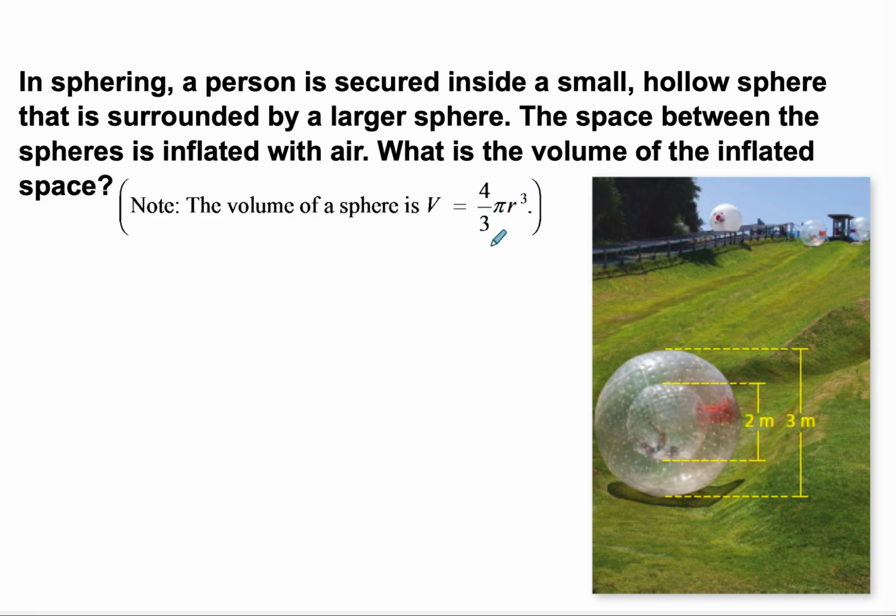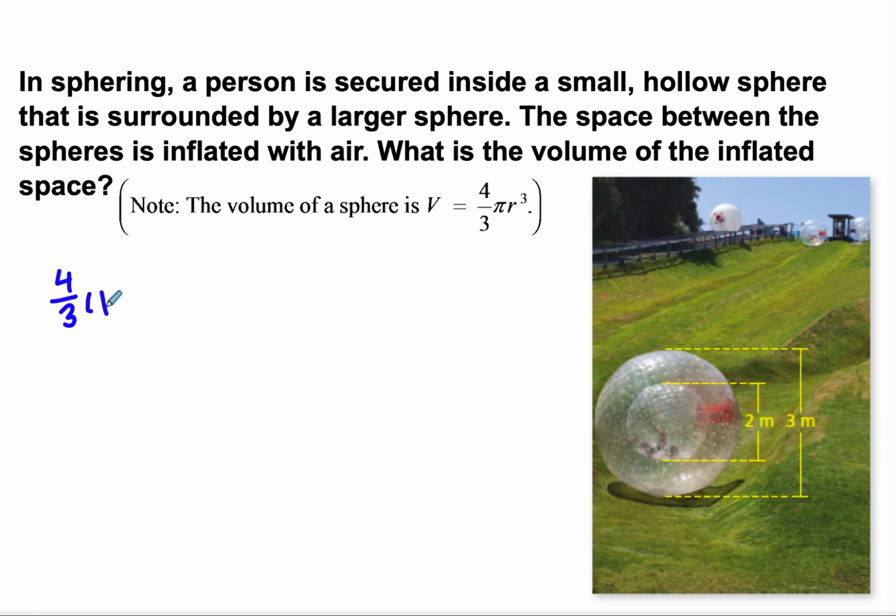Now, when we did anything with pi, we did use a calculator, so we'll use a calculator to help us out on this problem. Okay, so let's take a look at this one here. We have a big sphere, we have a small sphere, and then we are looking for the volume in between those. So we're going to find the volume of both spheres, and then we're going to subtract them to get our answer.